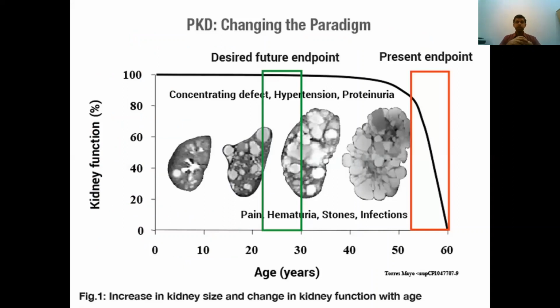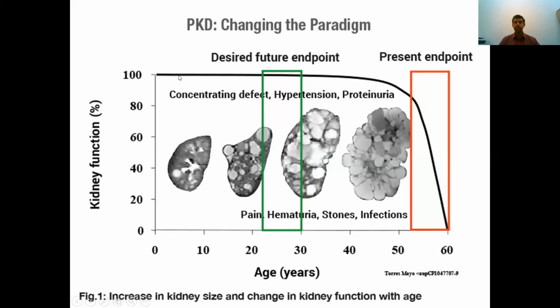So this is the natural history of polycystic kidney disease. You can see on this axis, this is age of a person. And on this axis, you have kidney function. So at the beginning, their kidney function will be 100%. And you can see gradually with time, there will be more and more cysts developing. And because of this cyst, the kidney starts getting bigger and bigger. So initially, these patients will develop pain, hematuria, stones, infections. And gradually, these patients will start developing hypertension and proteinuria.